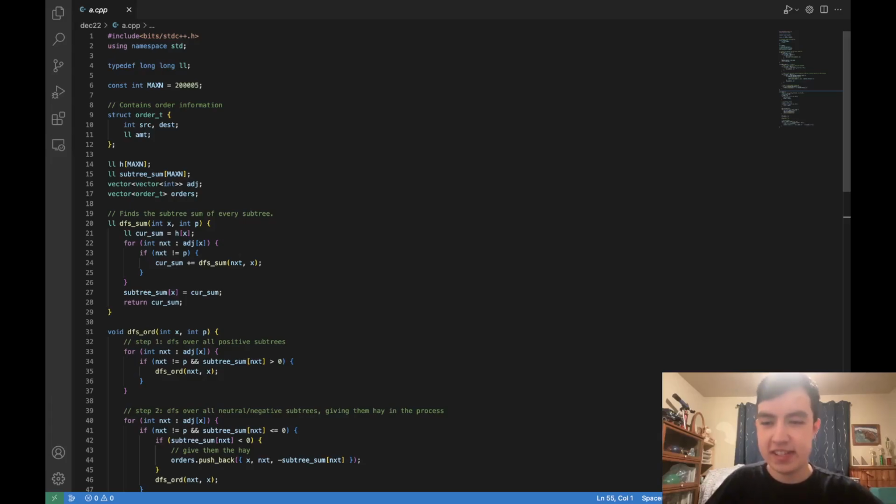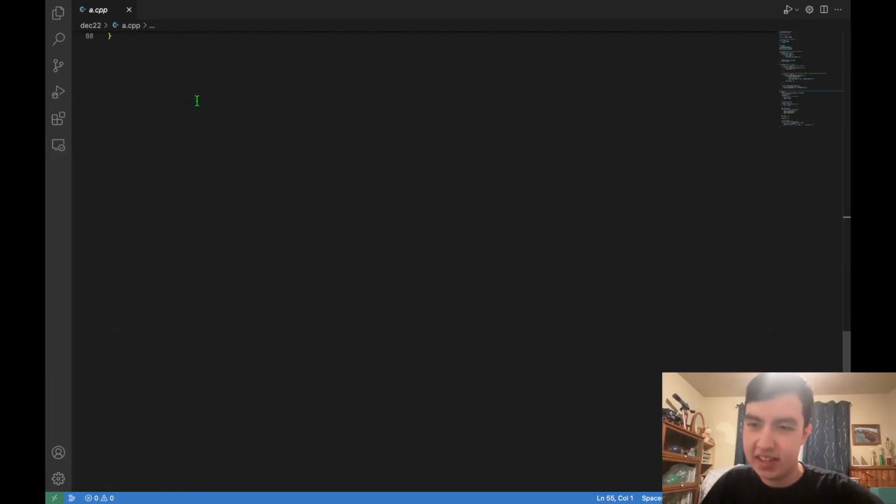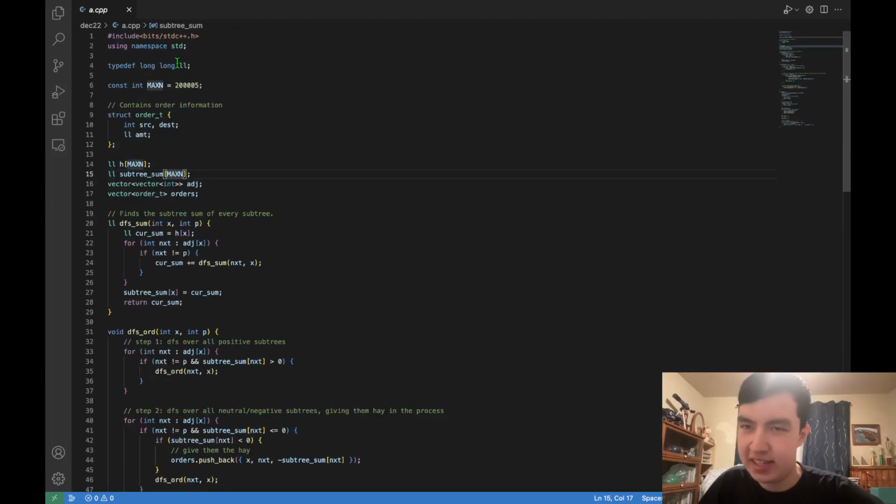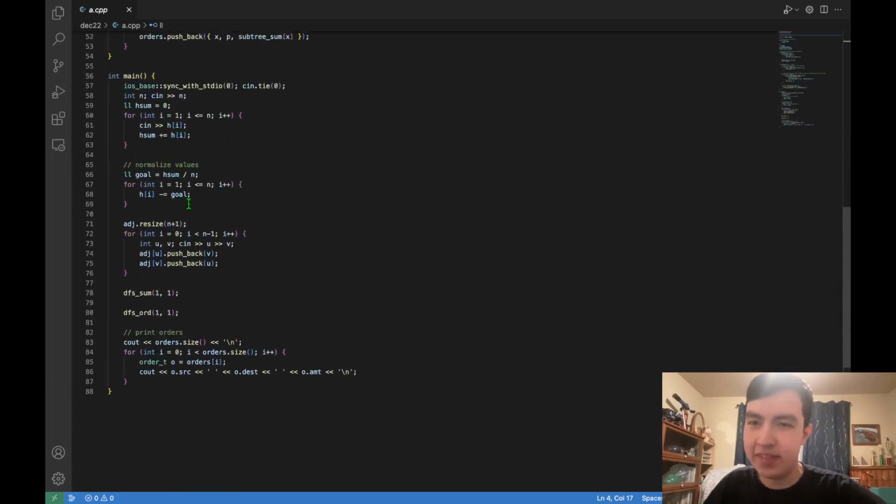Now let's go over the C++ solution code to this problem. Let's start with the main function down here. This part is just reading in the input, so we read in n, we read in all of the values of h, and I keep track of the sum in this variable. You'll note that I use LL here. This is just another way to type long if you do this typedef here.